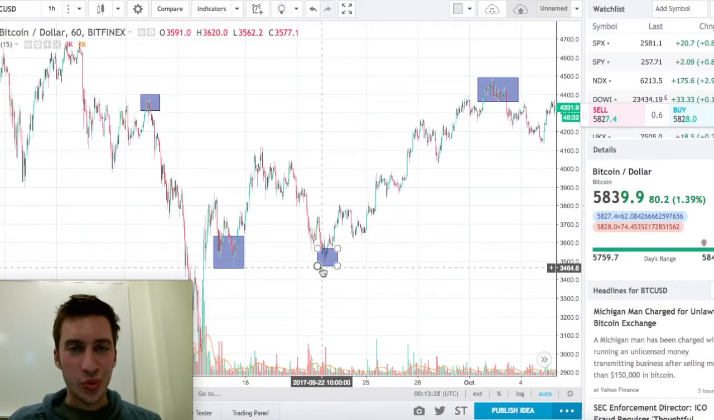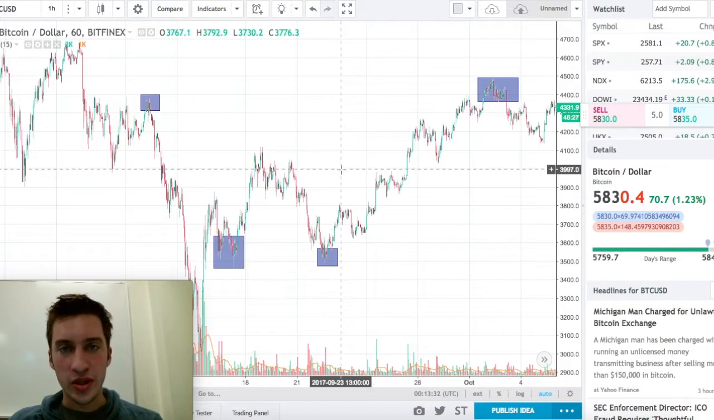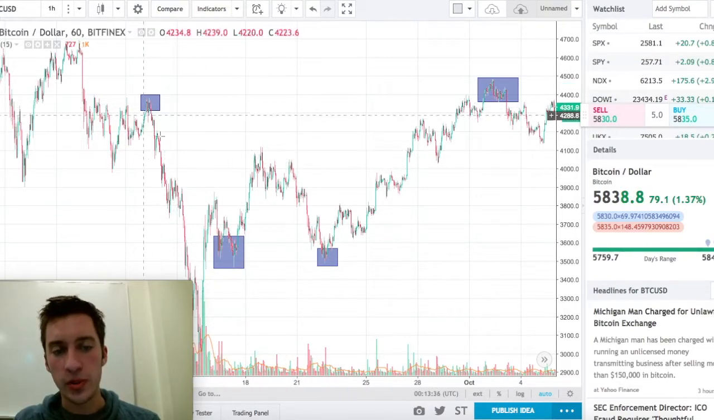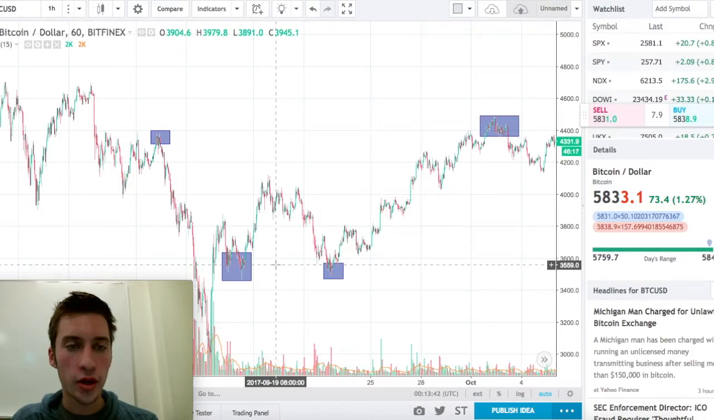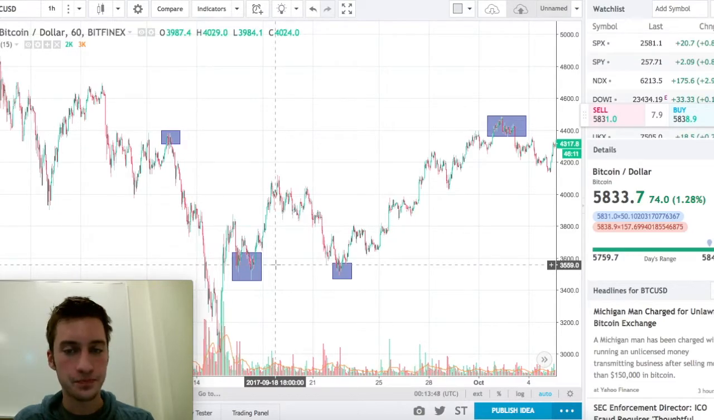This is contrasting with what I just said, that the more touches a support or resistance point has, the weaker it is. That is true, but on the first touch of one of these supply or demand zones, typically you're going to see price go in the other direction. So what are classical examples? What should you be looking out for in supply and demand zones?